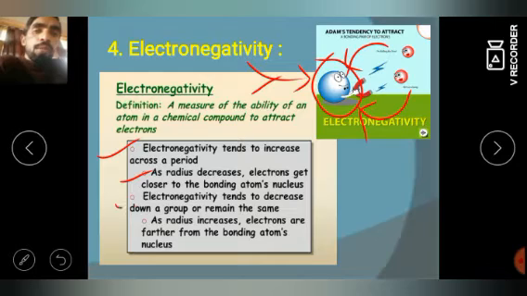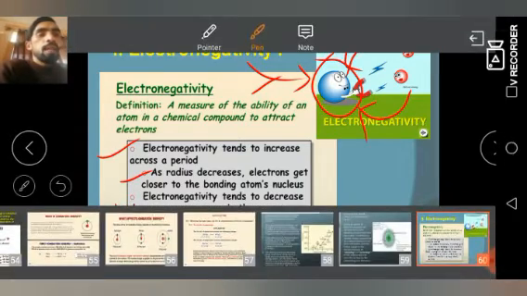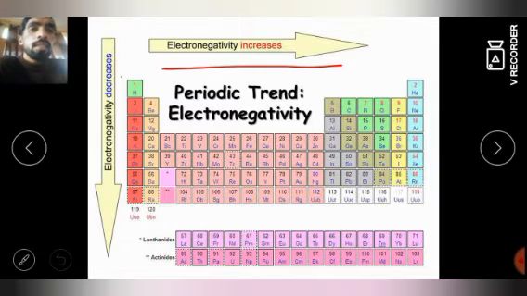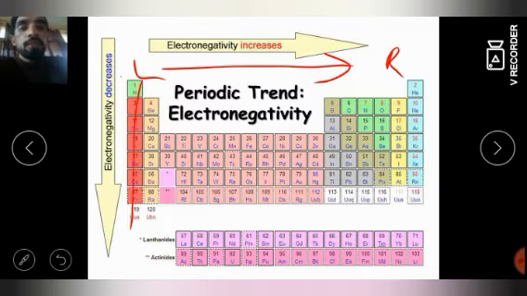And it is decreasing down the group. Why is it increasing left to right? Because radius is decreasing and the electron gets closer to the bonding atom. Whereas down the group, why is it decreasing? Because the number of shells is increasing. If the number of shells is increasing, the electron is very far away from the nucleus, so it is difficult to remove that. So electronegativity is increasing left to right, and it is decreasing from top to bottom.